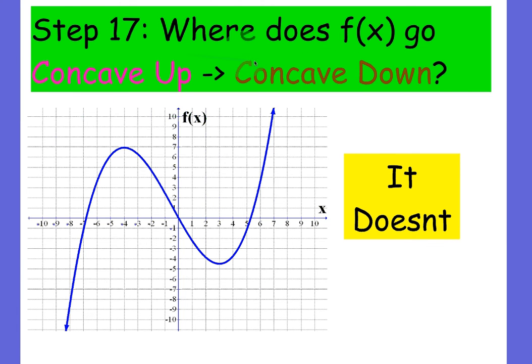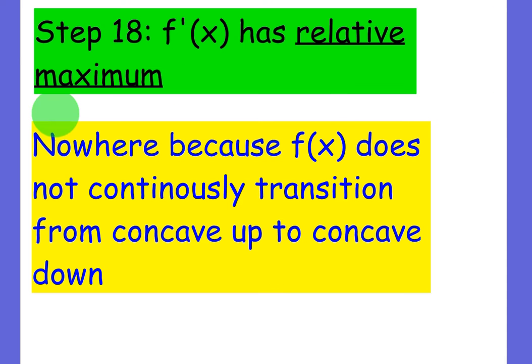We also need to mention step 17, where does f of x go from concave up to concave down? You can imagine that if that were to happen, the slopes of the tangent lines would be going from increasing to decreasing. So the derivative would go from increasing to decreasing, and it would be a relative max there. Whenever that happens, for step 18, f prime of x would have a relative maximum. This doesn't occur because f of x does not continuously transition from concave up to concave down. Remember, it does have to be continuous, otherwise there won't be a point there.